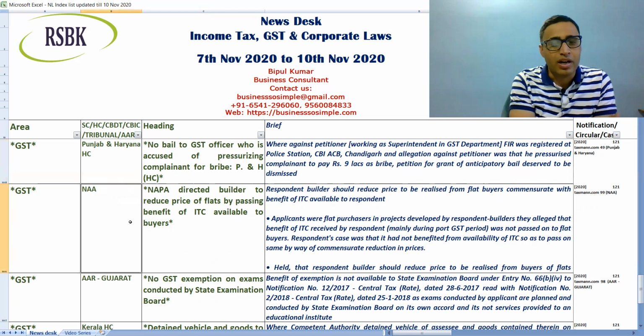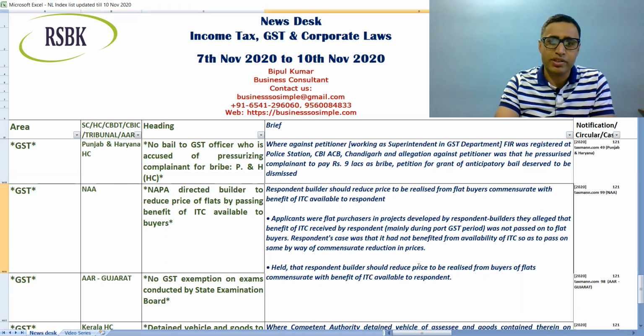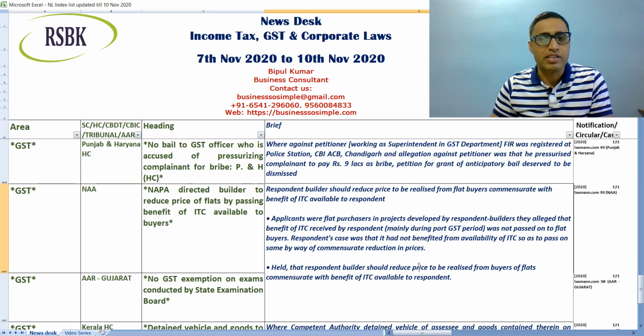Next case, National Anti-Profiteering Authority. NAPA directed the builder to reduce the price of the flats by passing the benefit of the ITC available to buyers. Respondent builders should reduce the price to be realized from the flat buyers commensurate with the benefit of the ITC available to the respondent. Applicants were flat purchasers in a project developed by the respondent builders. They alleged that the benefit of the ITC received by the respondent, mainly during the post-GST period, was not passed on to flat buyers. The respondent's case was that it had not benefited from the availability of the ITC so as to pass it on by way of a commensurate reduction in prices. Held that the respondent builders should reduce the price to be realized from the buyers of the flats commensurate with the benefit of the ITC available to the respondent.